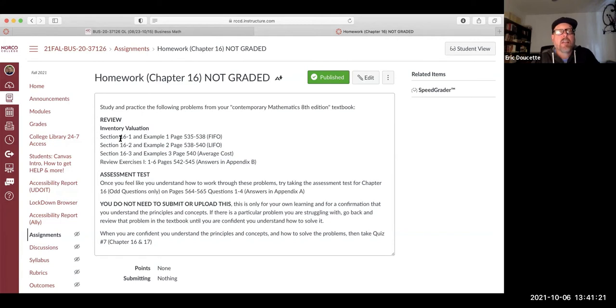And notice here I say 16.1, example 1, page 535 to 538, FIFO. Now, FIFO stands for first in, first out. So it's processing your inventory based on selling the items that were oldest in your inventory. So the first ones you put into your inventory, those are the first ones you've sold. And then on 16.2, it mentions LIFO, L-I-F-O. That's last in, first out. And so the last items I put in, those are the first ones I sell. And then average cost basically takes the cost for all of your inventory and then does an average on it, and that's the easiest of the 3 forms. So we're going to be looking at each of these, and let's go ahead and get started with that.